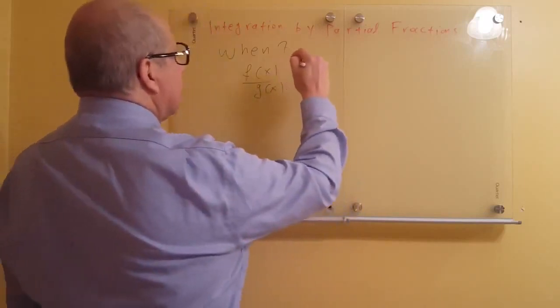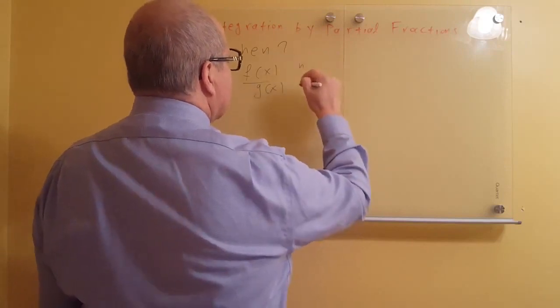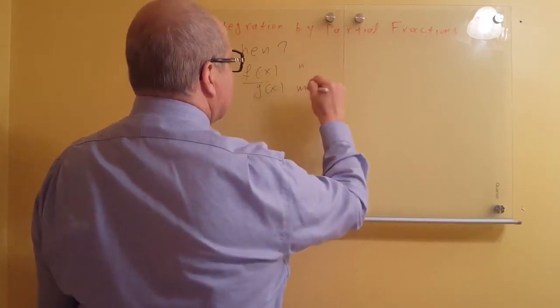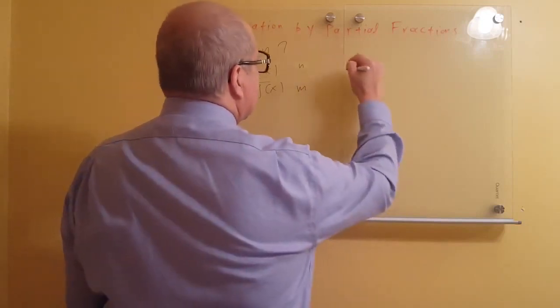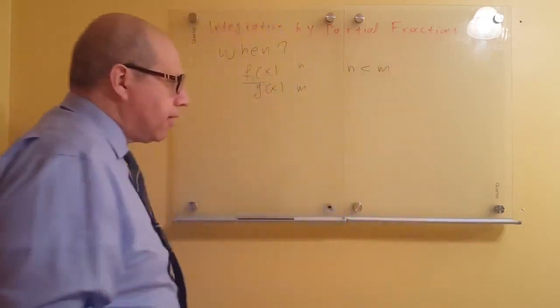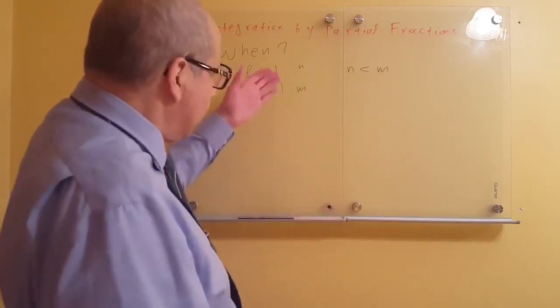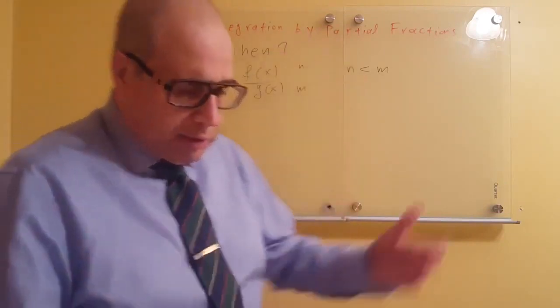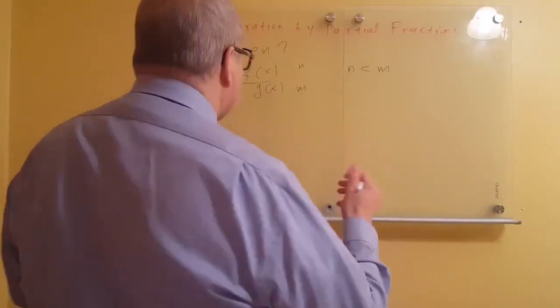where let's say the degree of the numerator is n, and the degree of the denominator is m, and n has to be less than m. Or we can bring it to this form by, of course, division of polynomials. How do we do this?